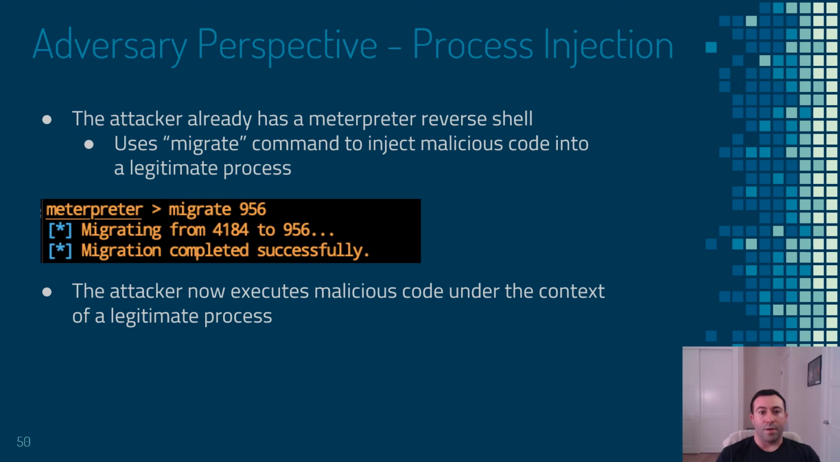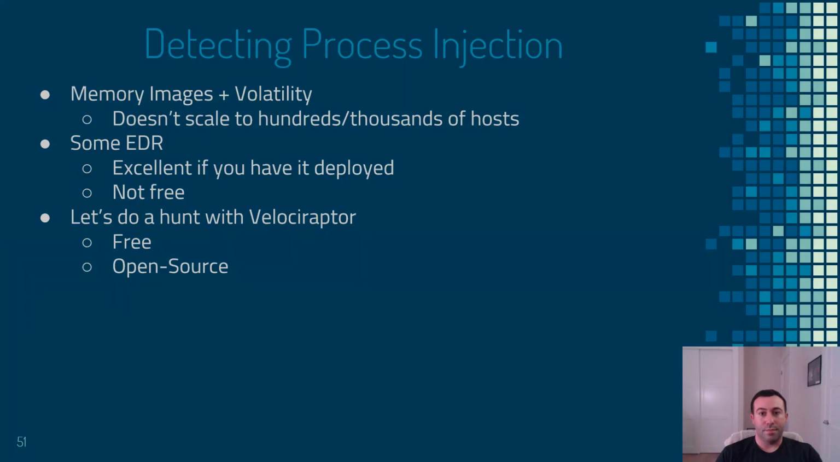In this scenario, our adversary is using Metasploit Meterpreter to execute commands on a target system. They use the migrate command, which allows them to relocate the Meterpreter code from one process to another using process injection. Our adversary selects a process with a process ID of 956, which is a legitimate Windows process, and now is running Meterpreter under that process's context.